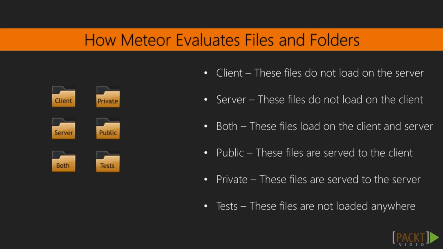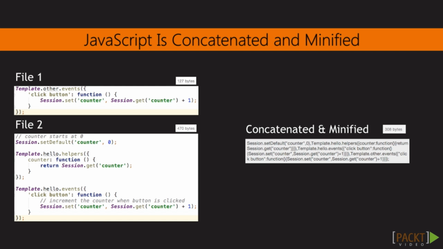Now, if you have files that you'd like to load to the server, but you don't want available to the client, you can place those in a folder called private. Meteor also recognizes a folder named tests and will do nothing with that in terms of loading it on the client or the server.